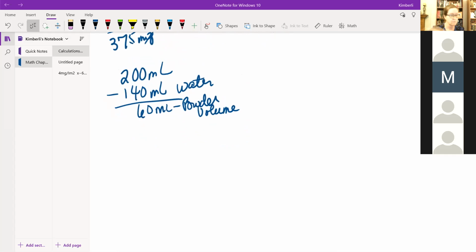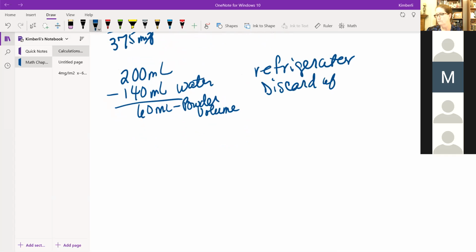Where to store it? Refrigerated. What does it say? Refrigerated. Yes. So it's going to be stored in the refrigerator. And how long is it good for? 10 days. 10 days. Yeah.